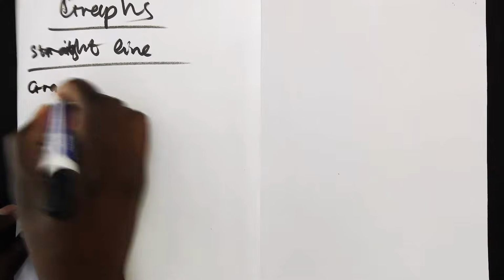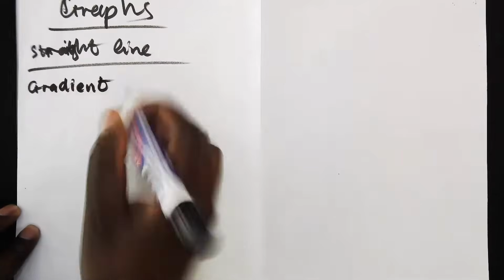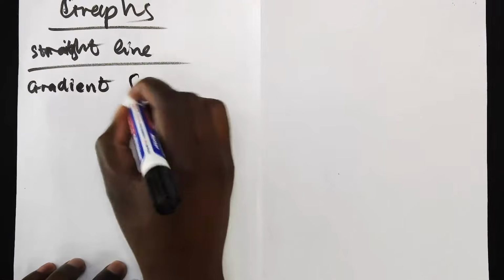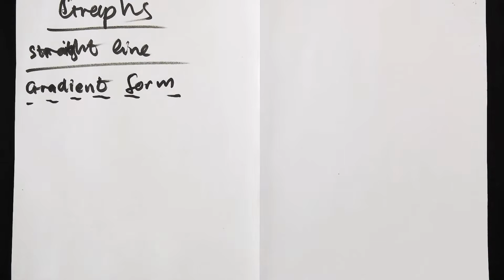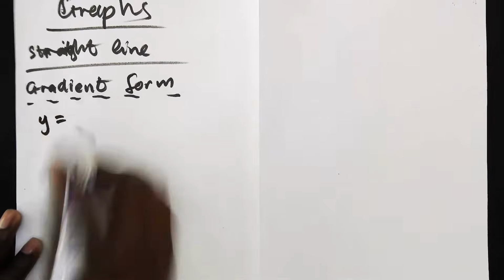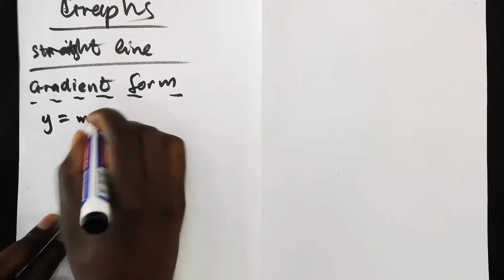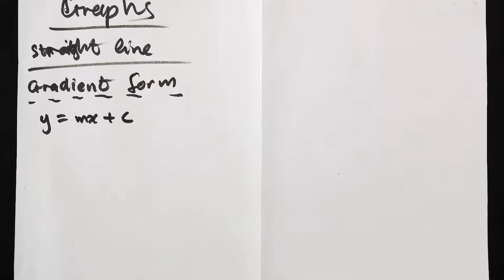So when it comes to a straight line, we say it's a linear function. It has three forms. You can express the straight line in gradient form. You must know that at some point you can be given the equation of the straight line in gradient form. What we mean by gradient form is that y will be equal to mx plus c.